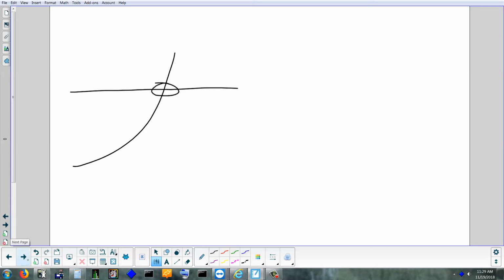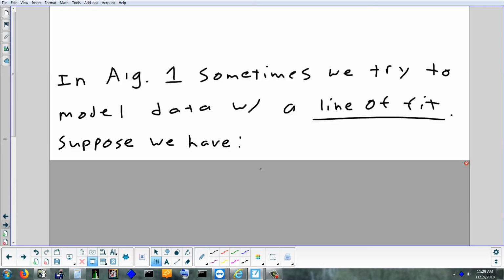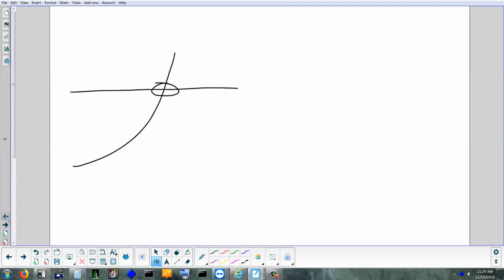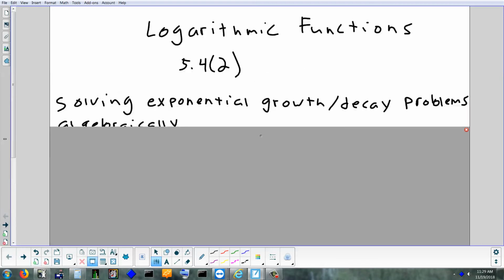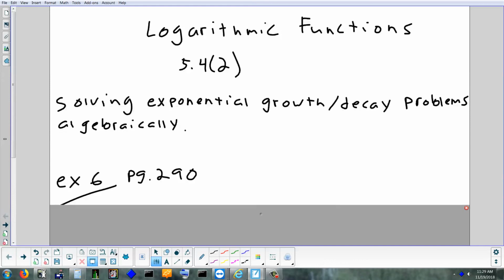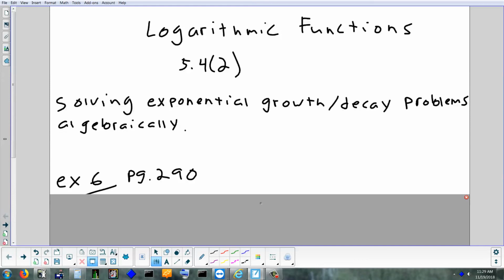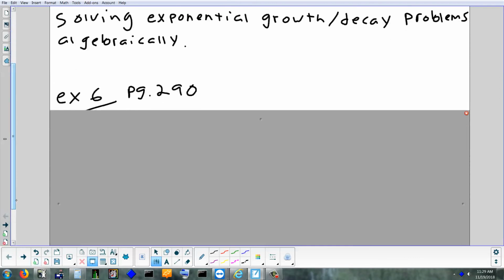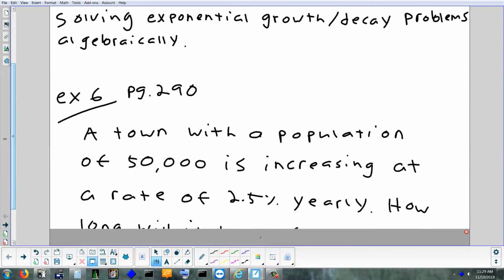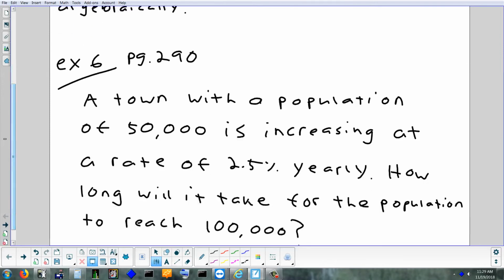Well, now we're going to look at solving an equation, but this time we're going to do it algebraically. We're just going to try to do it without a graphing calculator. I told you last week, next week we're going to do a problem. It's exactly the same problem, same numbers. We're just going to do it a different way. This is the same problem from last week.